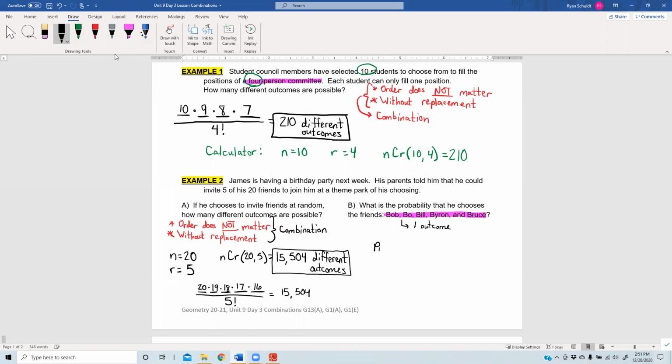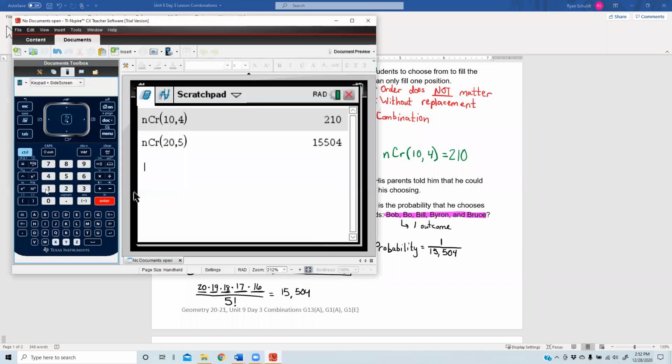So the probability would be equal to 1, the one he wants, over 15,504. Which if we did that in the calculator, 1 divided by 15,504 is 0.000064.